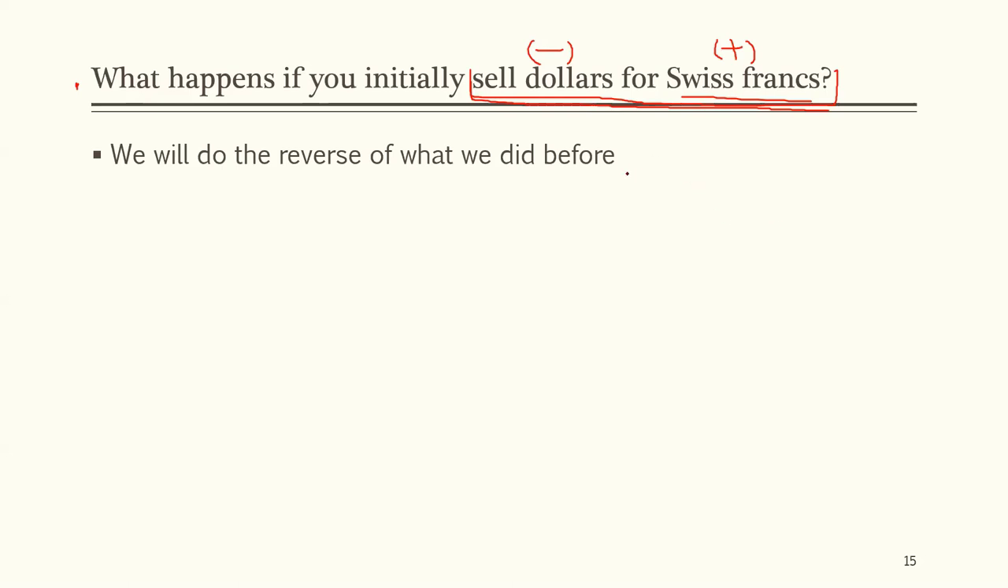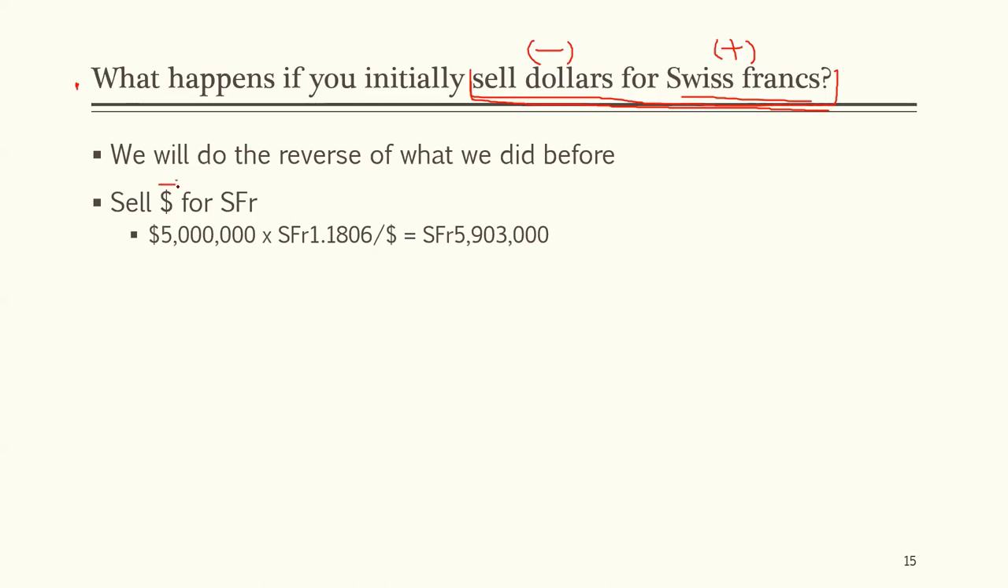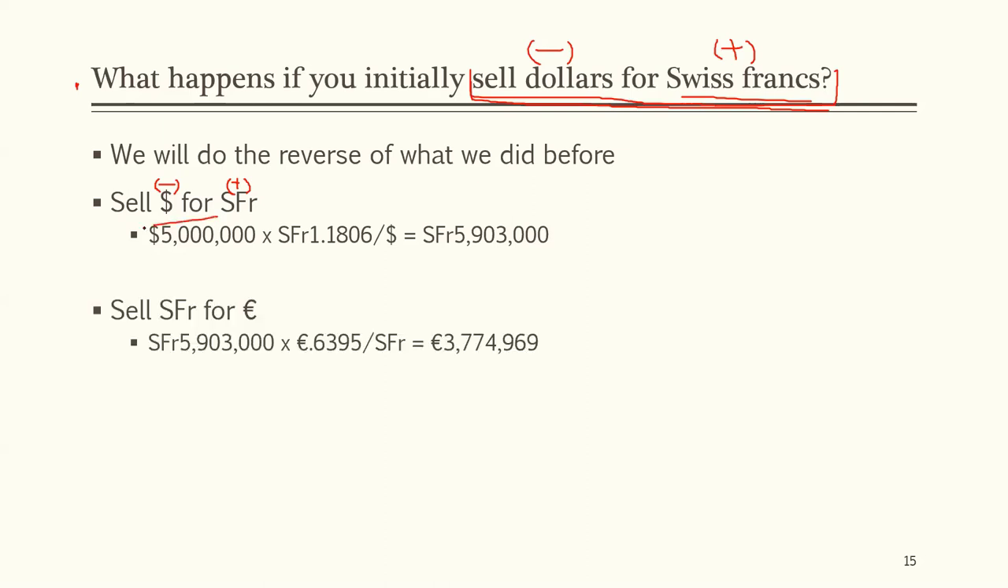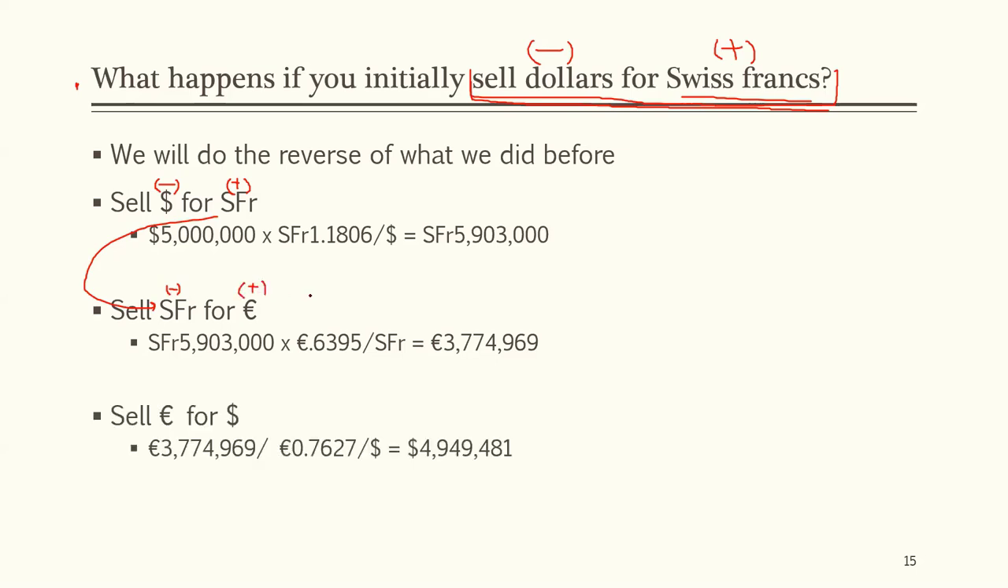So here I'm just gonna list out the transactions that we would do if we reverse the order, okay? So if we sell the dollar instead of buying the dollar for the franc, in step one, I sell the dollar for the franc. In step two, I'll take the franc and sell it to acquire the euro. Then in step three, I will sell the euro that I acquired from step two, and use that to buy back the dollar, okay? So what do we see here? We will end up with a number that is less than 5 million USD, okay? So we still end up with the USD, but we will end up with a loss, okay?